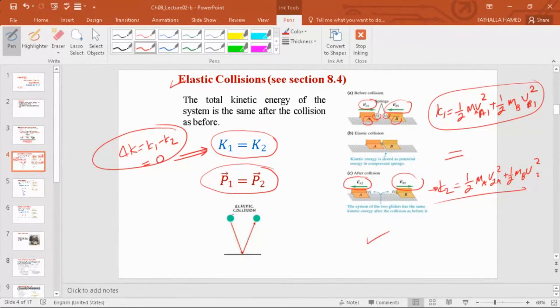Now you can see something striking the floor here, and it gets back to the same height, meaning that if you have potential energy here, it will get to the floor. That will all convert to kinetic energy, and that, of course, will bring it back. So the energy is basically conserved here.